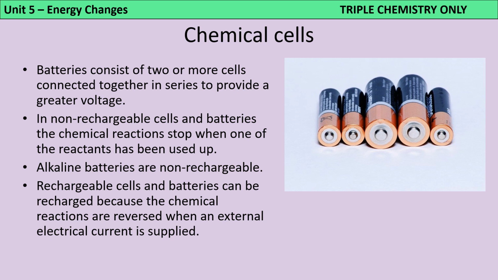We know that in non-rechargeable cells and batteries, the chemical reactions are going to stop when one of the reactants has been used up, and alkaline batteries are an example of a non-rechargeable battery. Then in contrast to that, rechargeable cells and batteries can be recharged because you apply an external electrical current and therefore reverse the chemical reactions.